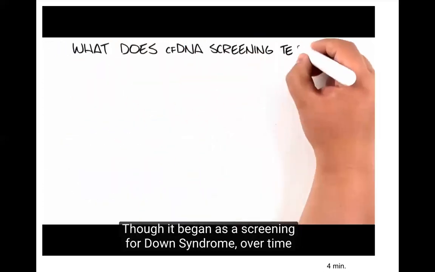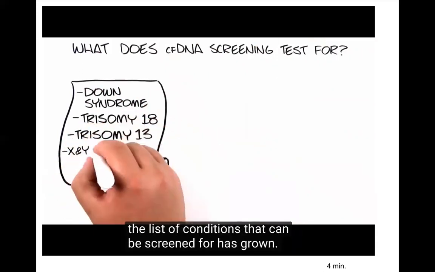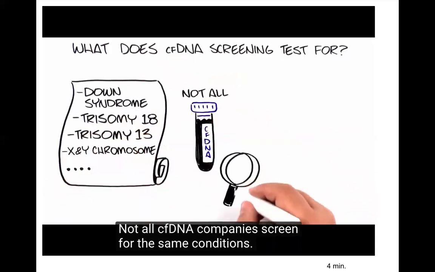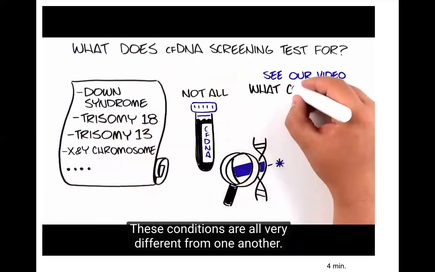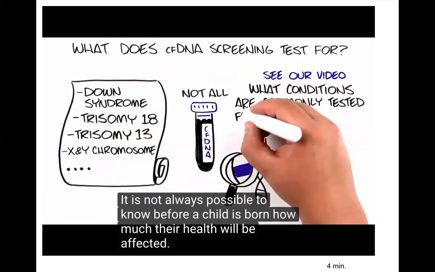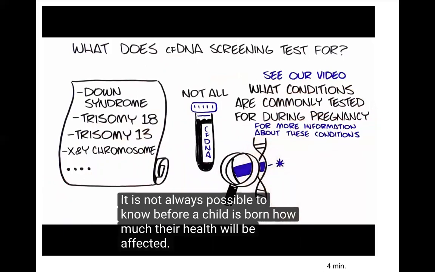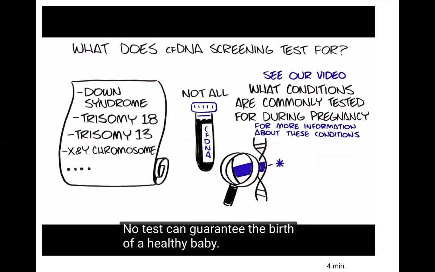Though it began as a screening for Down syndrome, over time, the list of conditions that can be screened for has grown. Not all cfDNA companies screen for the same conditions. These conditions are all very different from one another. It is not always possible to know before a child is born how much their health will be affected. It is important to know that cfDNA screening cannot detect all genetic conditions or birth defects. No test can guarantee the birth of a healthy baby.